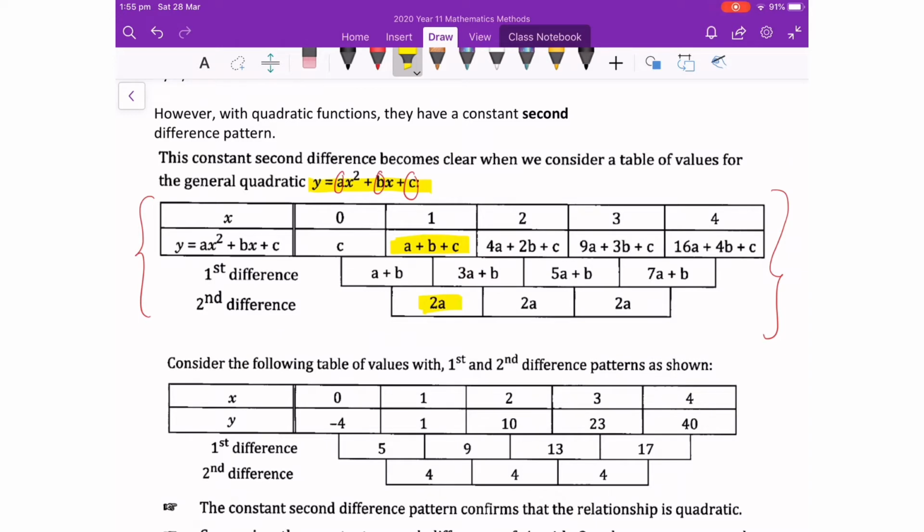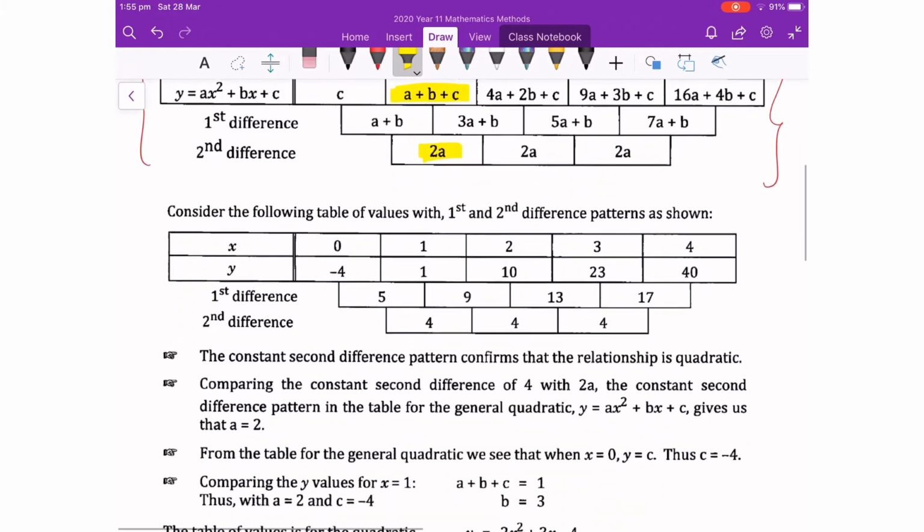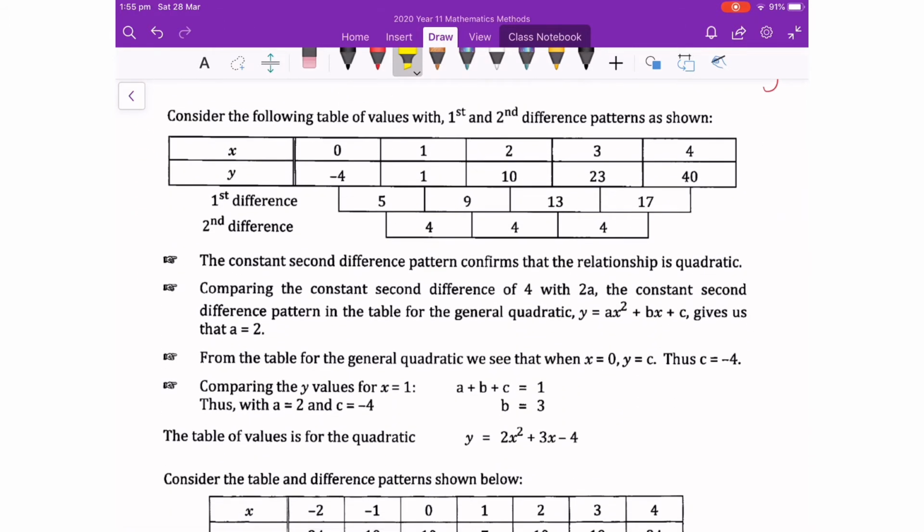Okay, so the best way I find to actually go through a question like this is to go through a values table example and actually show you what I mean. Okay, so let's look at this example here. This is straight from the textbook here. So let's consider the following table of values with the first and second difference pattern shown.